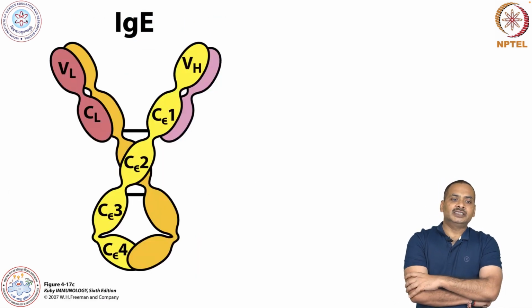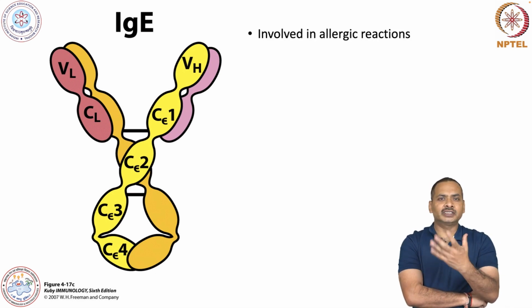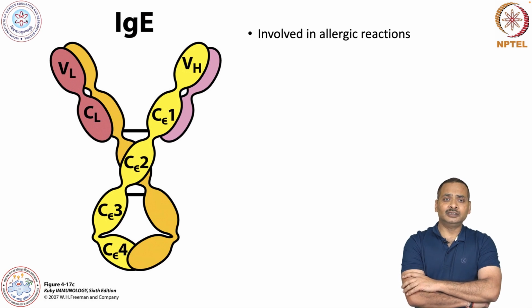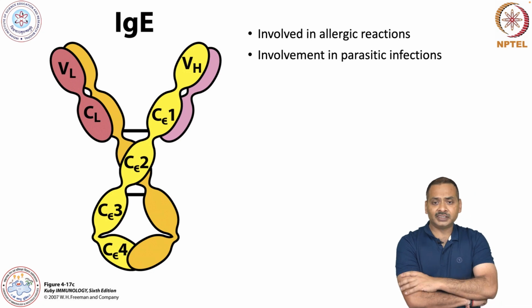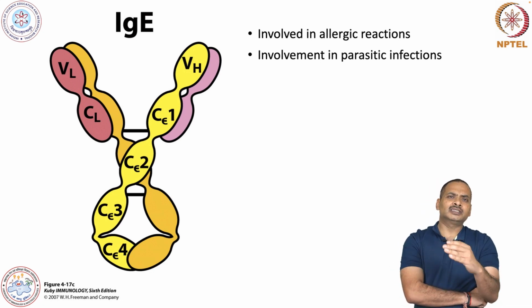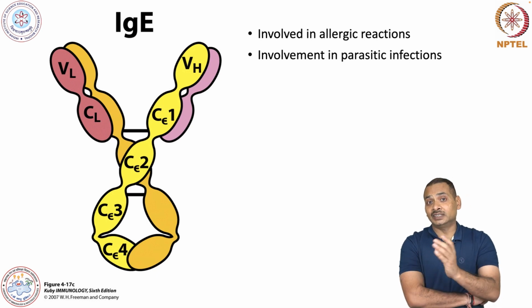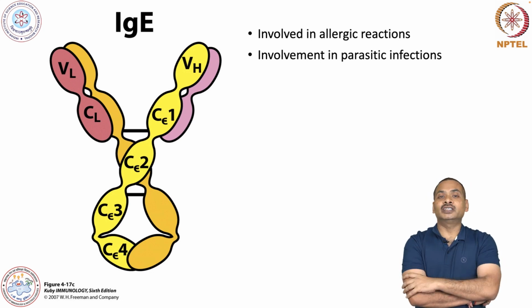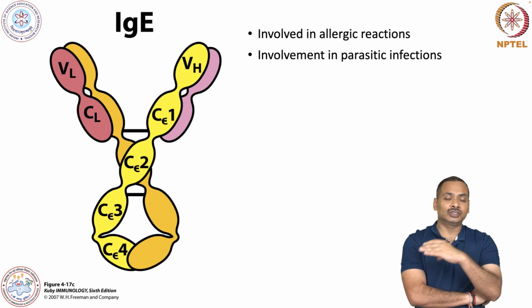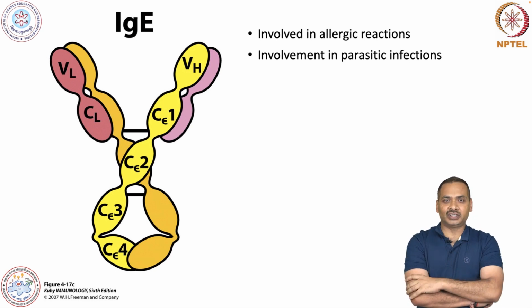Last is IgE. So IgE is basically involved in various kinds of allergic reaction. It is involved in parasitic infection. Basically this is increased during the parasite infection, and at that time there is an increase in eosinophils also, and that condition we call eosinophilia. This eosinophilia is a kind of marker for allergy or parasite infection.